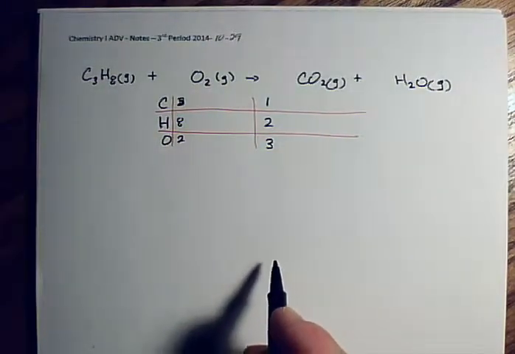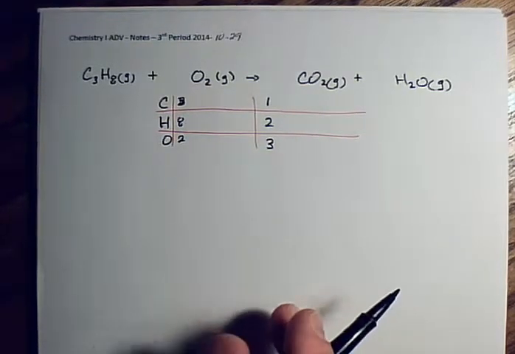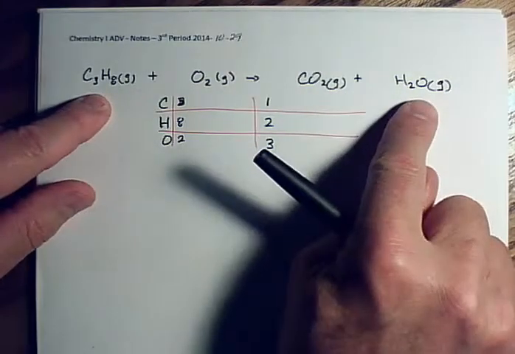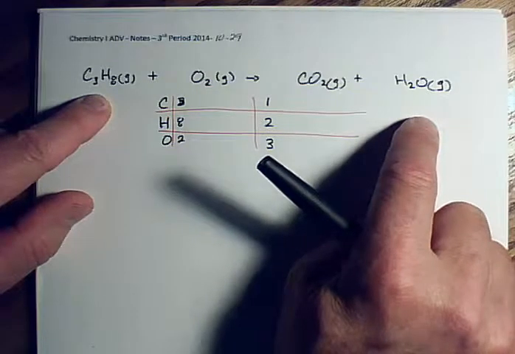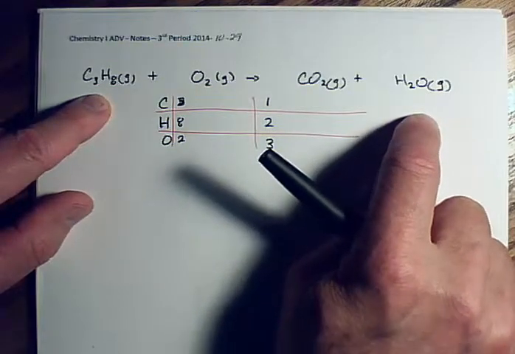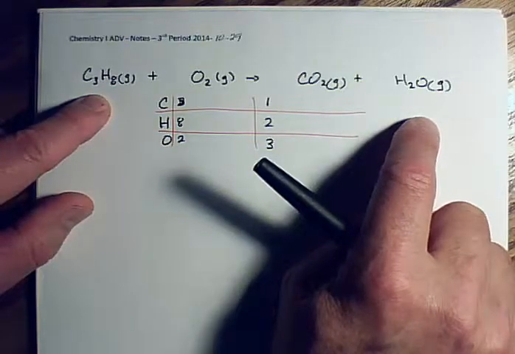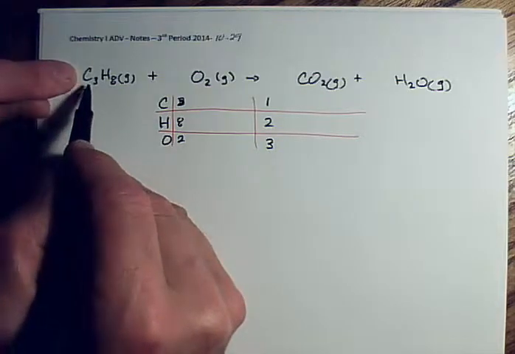And what I need to do is fix this so that I've got the same number of carbons and hydrogens on both sides. But these formulas are set. Once the formulas are set, once they're balanced, you can't mess with the formulas. You can change the number of formulas, but you can't change the numbers in formulas. Okay?